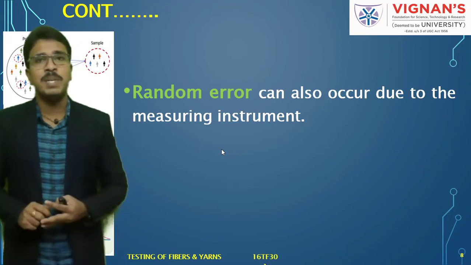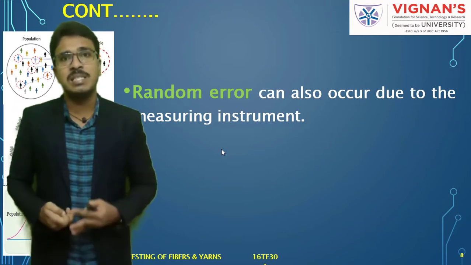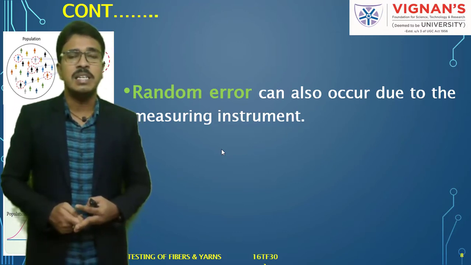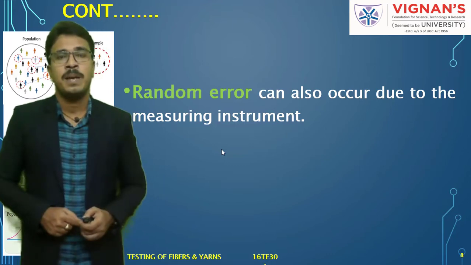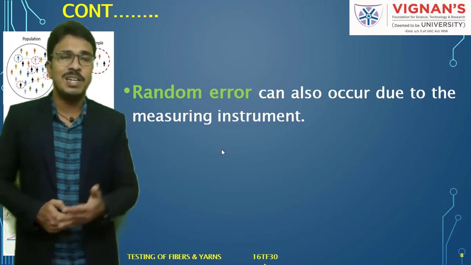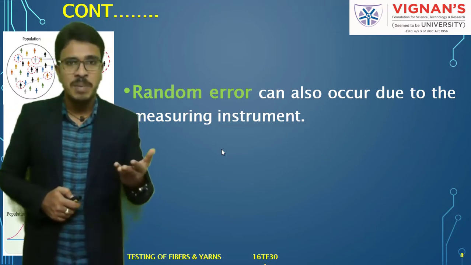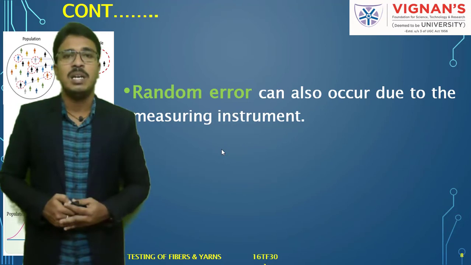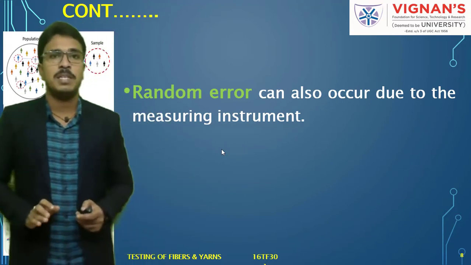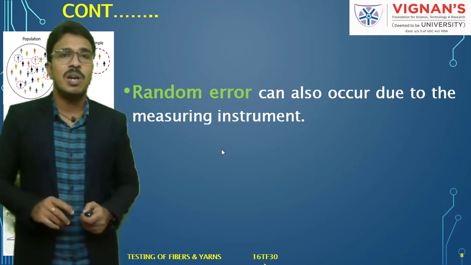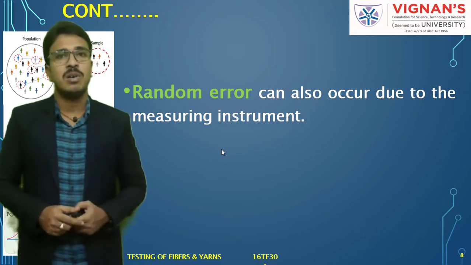So we should try to minimize as much as possible the errors in the sampling process. There are two sources of errors that may be present: one is random error and the other is bias error. We have to minimize these errors so that the results will be a true representative of the entire population. Understand? So this is all about the sampling errors. Hope you understand this concept.